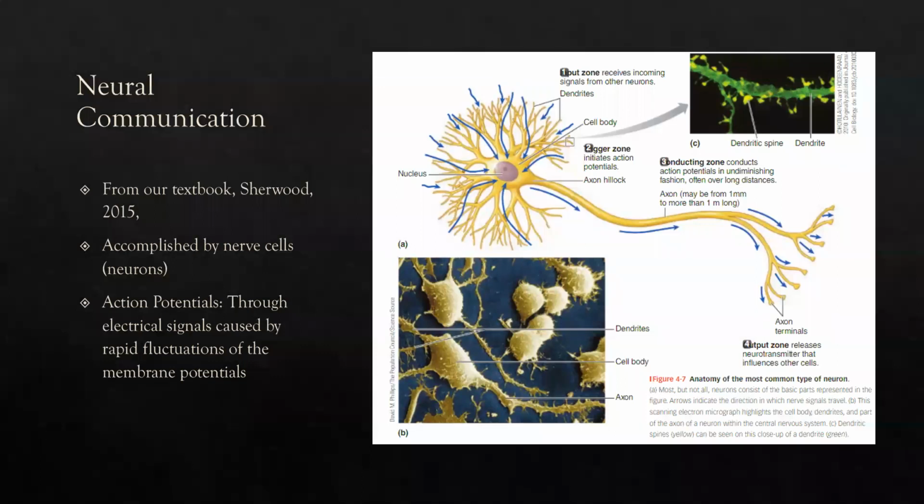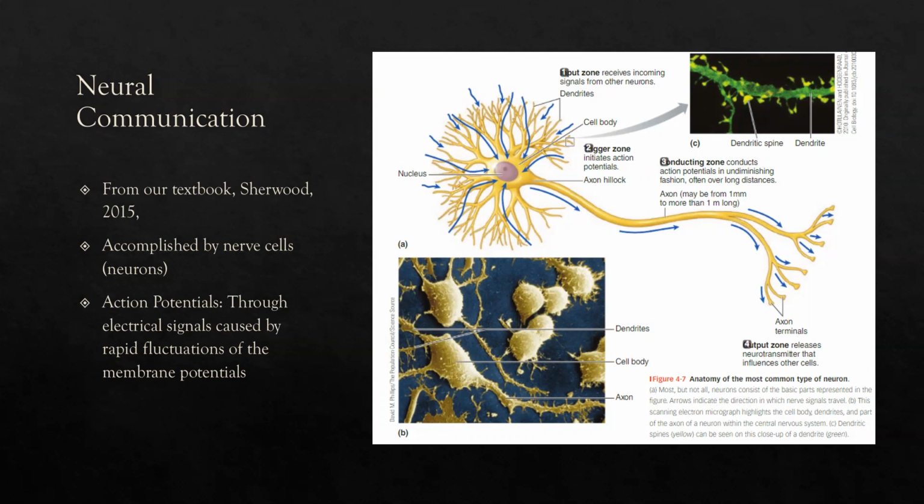So, neural communication. This information is from our textbook as well as this image. Neural communication is accomplished by nerve cells, or neurons. Here, and I believe you can see my mouse, we have a picture of a neuron as well as a quick breakdown of neural communication. The specific communication we will be talking about is action potentials, which occur through electrical signals that are caused by rapid fluctuations of the membrane potentials.